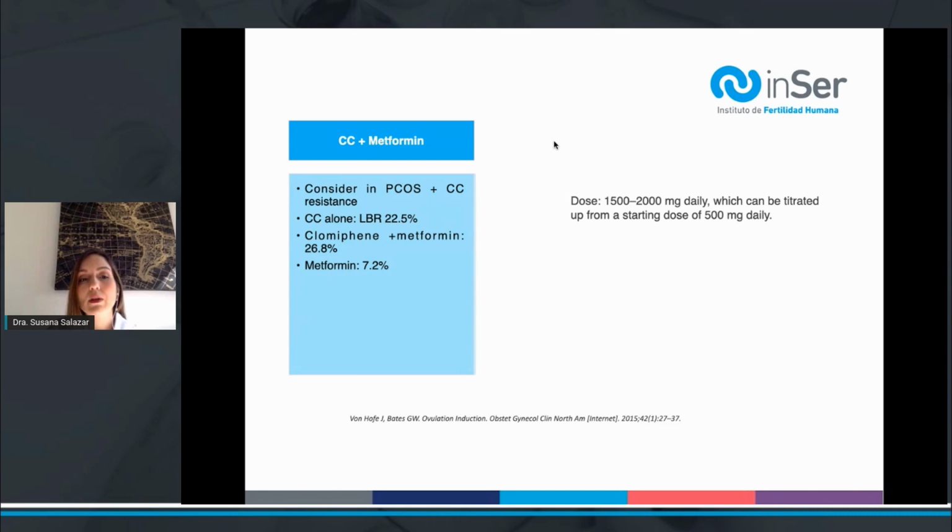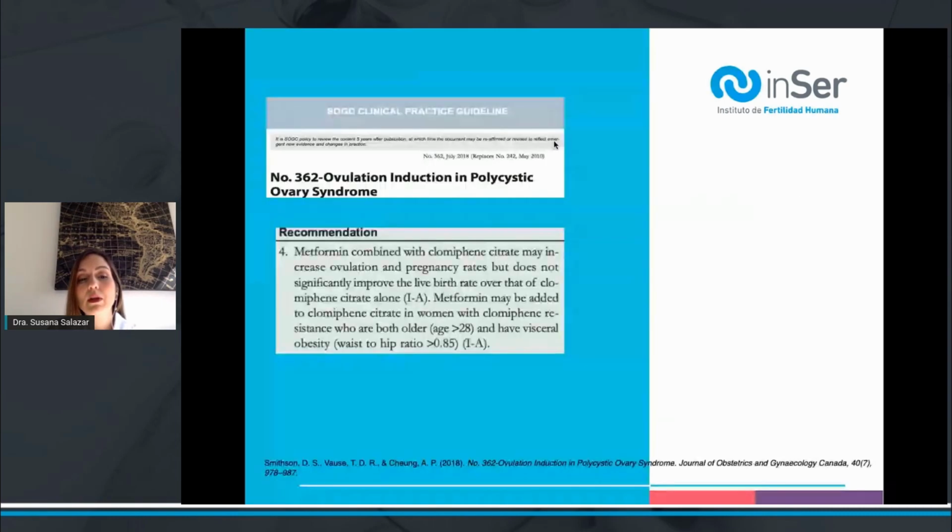The recommendation of the SOGC is that metformin combined with clomiphene may increase ovulation and pregnancy rates, but does not significantly improve live birth rate over clomiphene citrate alone. Metformin may be added to clomiphene in women with clomiphene resistance who are both older than 28 years and have visceral obesity, waist-to-hip ratio more than 0.85.